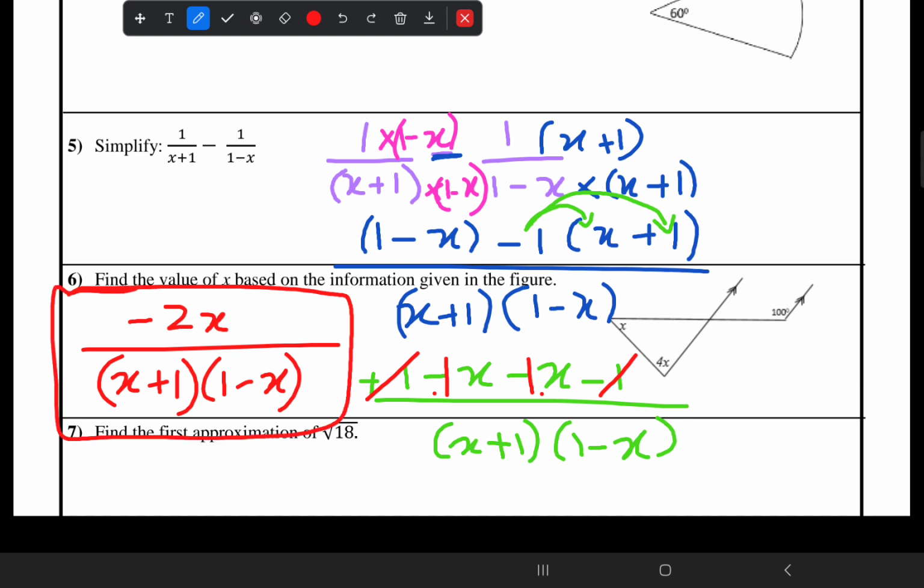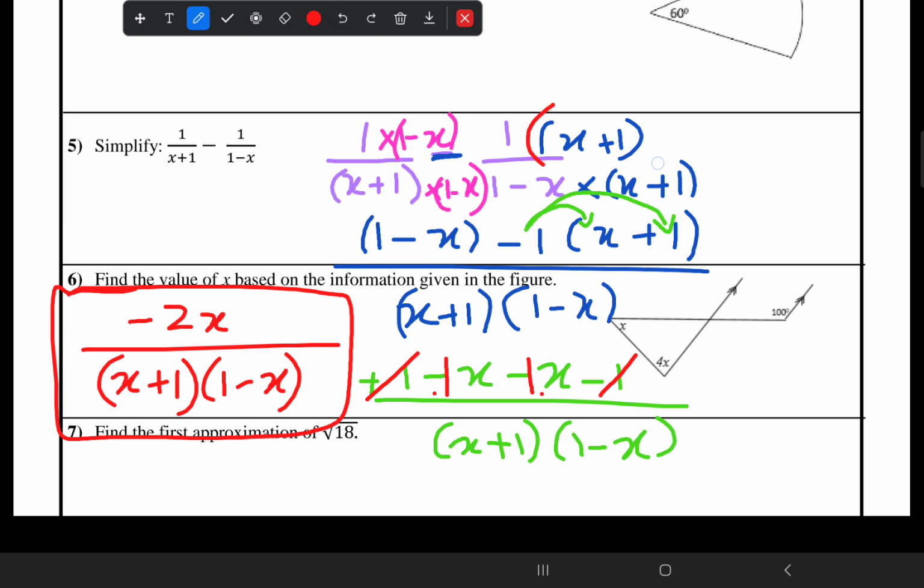I multiplied the denominators and numerators to get a common denominator. Accordingly, we found our common denominator as x plus 1 into 1 minus x. Similarly, I multiplied the numerators as well with their corresponding values. So 1 minus x remains the same. There are no changes.